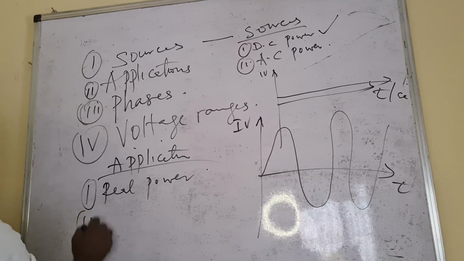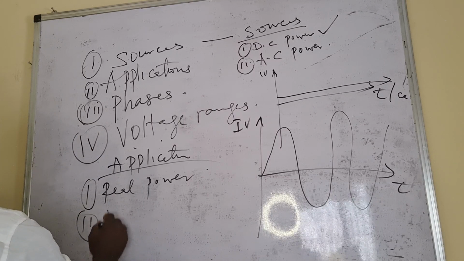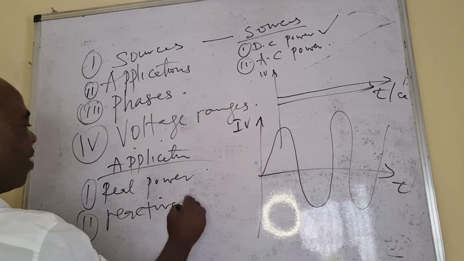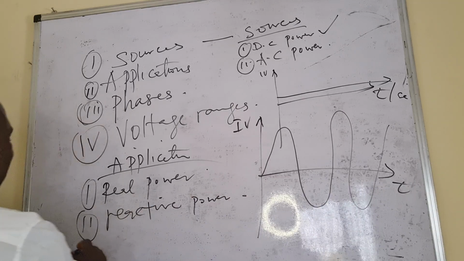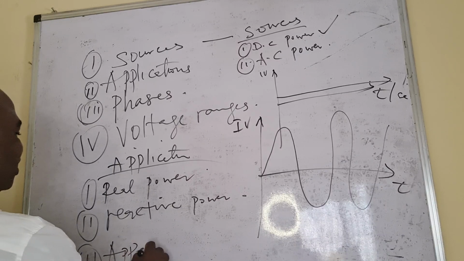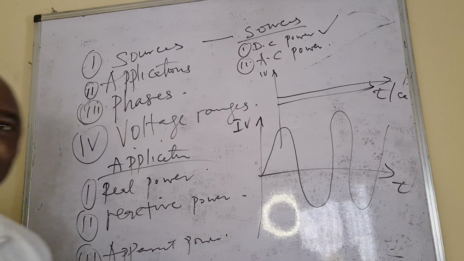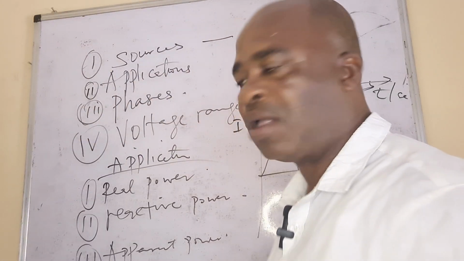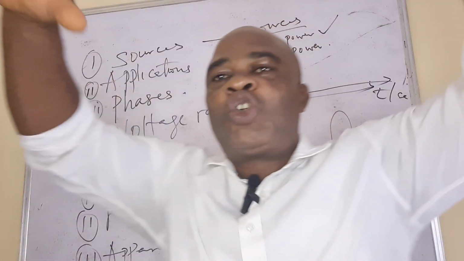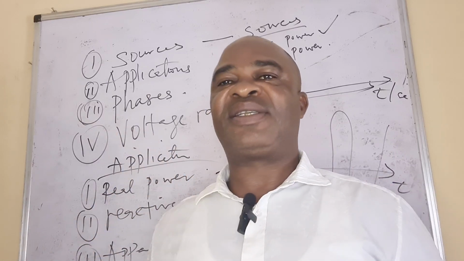The next one we have as number 2 is our reactive power. Then the last one is the apparent power. Okay, if we should take them one after the other, we now have that our real power is the actual power which we consume in our appliances.